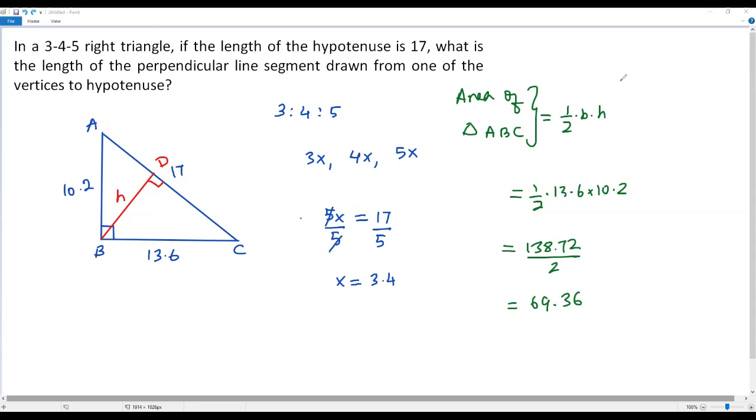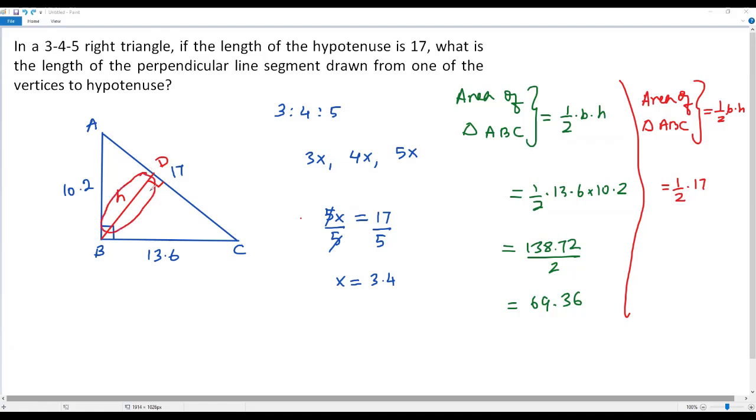Okay, now let me do it. So here, let me find the area of triangle ABC again. The same formula again, that is 1/2 times base times height. So here 1/2 times the base of the triangle is AC, which is 17. And the height of the triangle is given by the perpendicular line segment drawn over here, that is h. So we can write 1 times 17h is 17h over 2.